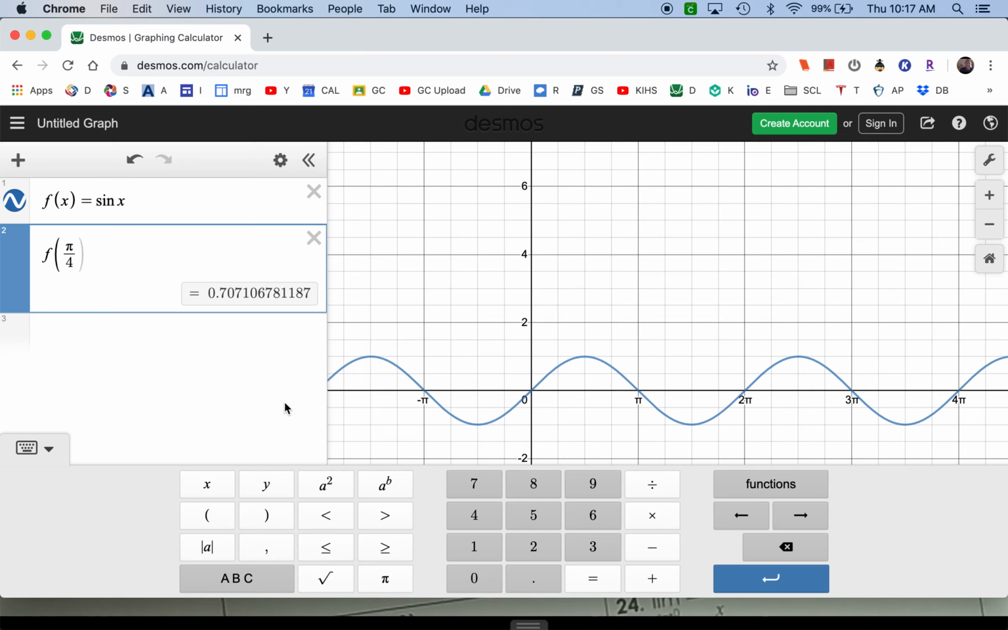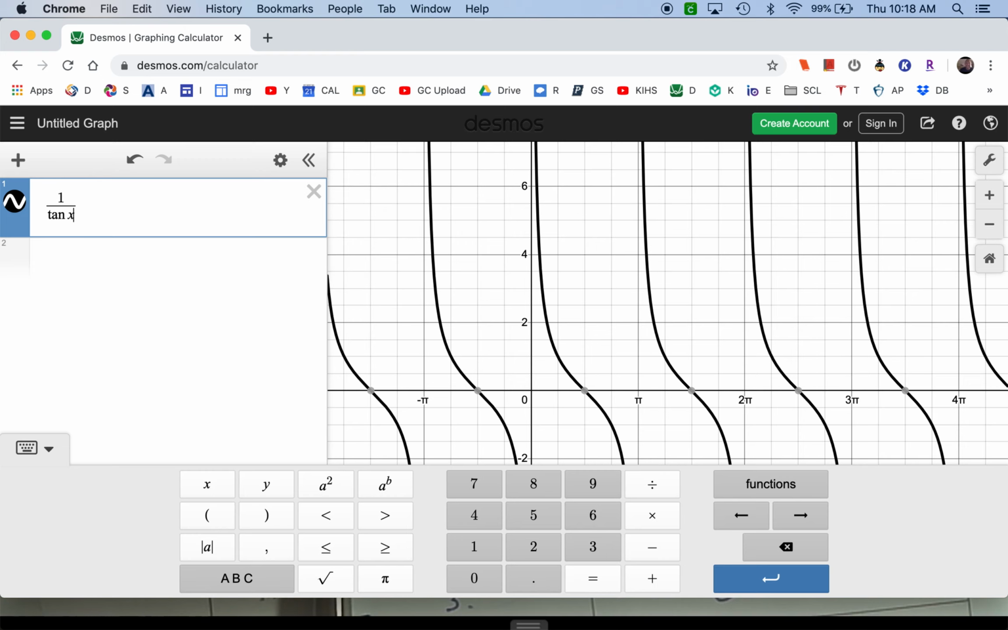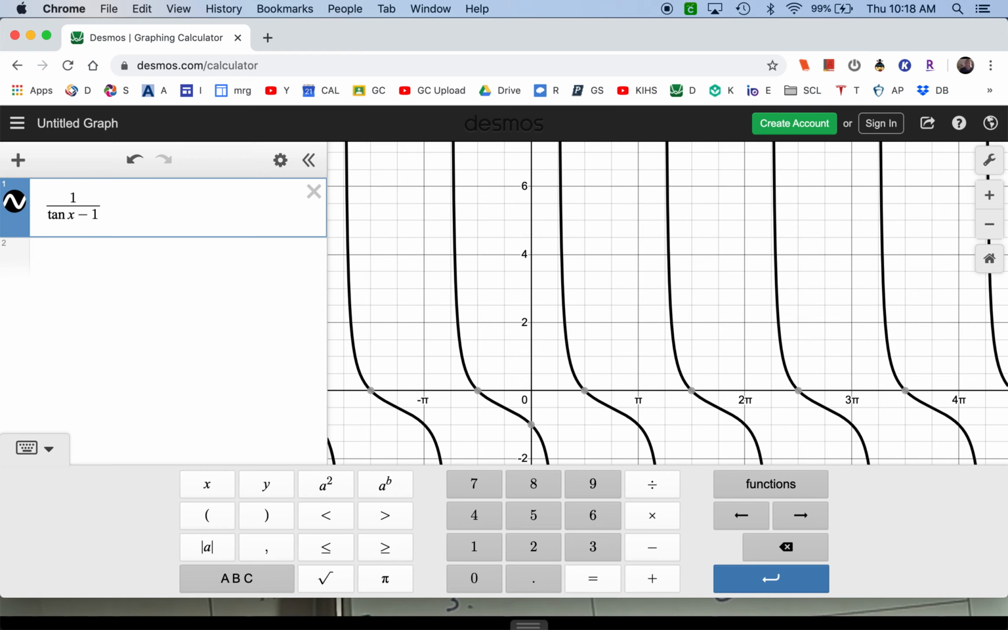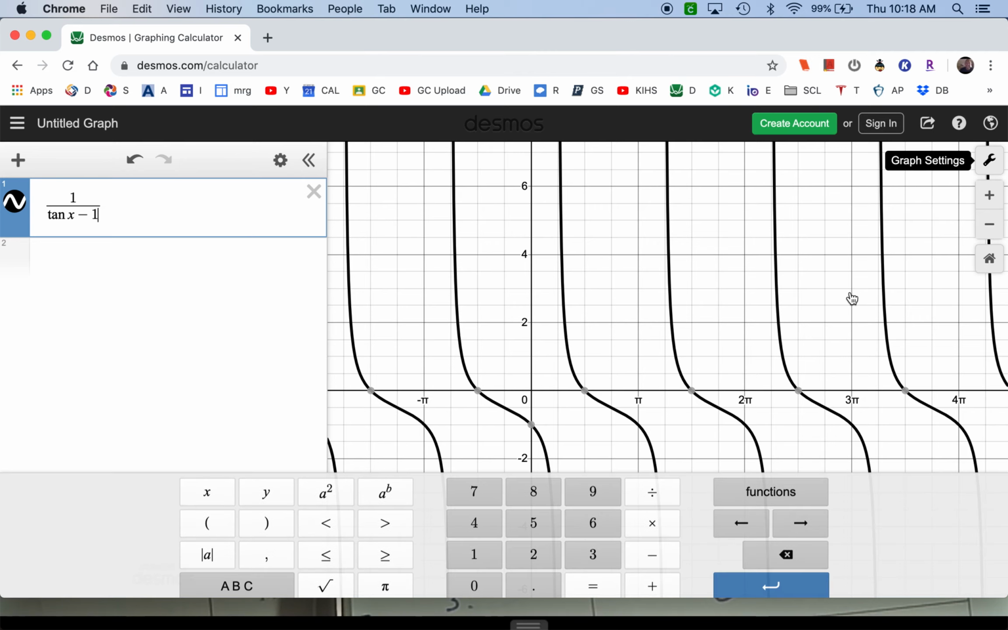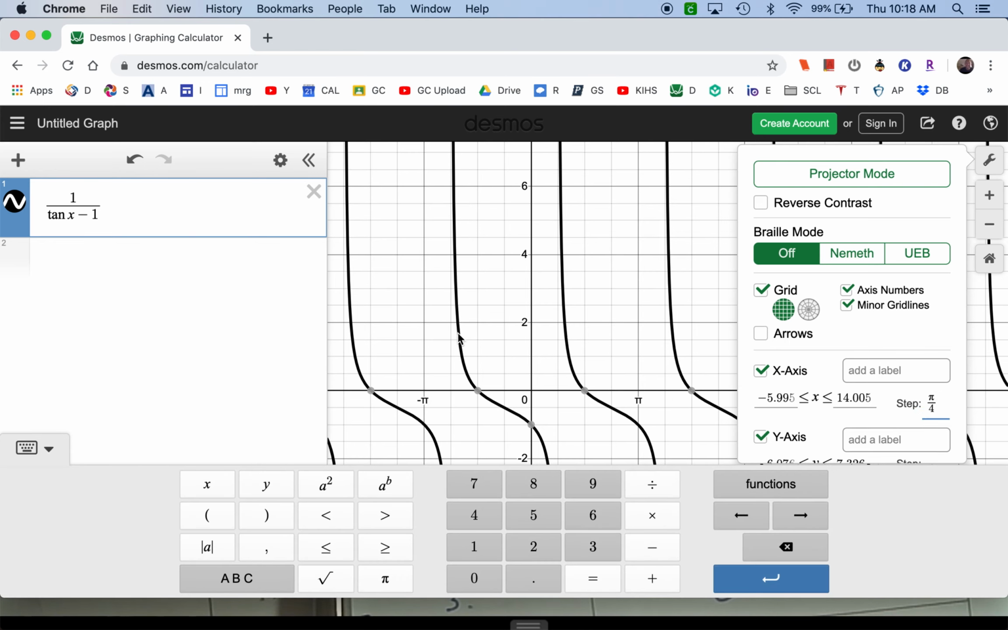Next, 22. 1 over, and in the denominator, tangent x, subtract 1. So what's happening at pi over 4? I want you to notice at pi over 4, and I should just change the scale so you can see it better. So I'm going to change this scale to pi over 4 so you can see what's happening at pi over 4.